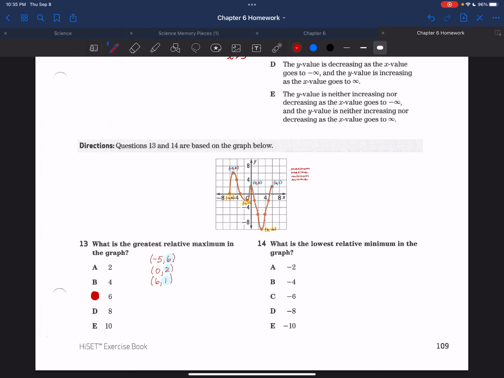What is the lowest relative minimum on the graph? So we have negative 6, 0, negative 1, negative 1. And then way down there in the bottom, we have 3, negative 10. So the lowest relative minimum, and that's what they asked, I was just making up stuff. The lowest one is way down there at -10. So I believe 13 is C and 14 is E. Yes, that is correct.